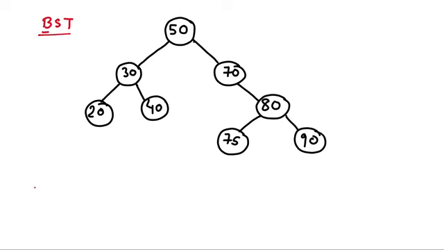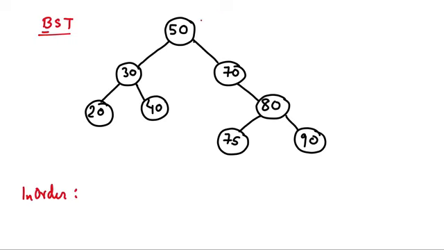So we know that if we do in order traversal of a binary search tree, then the elements are printed in the sorted order. So if we do in order, then in order means first print all the elements of left subtree, then print the current element, and then print all the elements of right subtree.